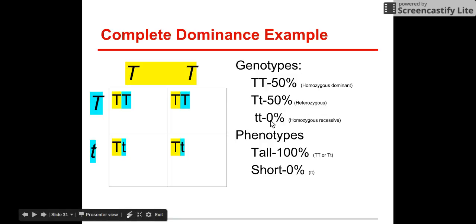I have 0 probability of 2 lowercase t's out of this. If I were to breed a plant that had 2 lowercase t's, I would have to go back and check the genotypes of my parents. That's not possible. Okay, 2 lowercase t's, or a short plant, not possible out of this cross. 100% of my offspring are going to be tall because they all have uppercase T's. Uppercase T wins. This is complete dominance. Anytime you have an uppercase, it's always the one that's going to win. It's completely dominant over the other.